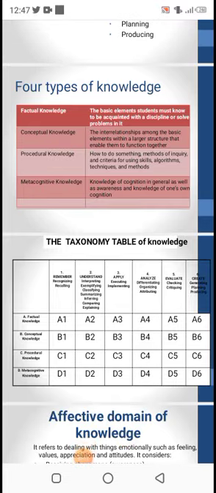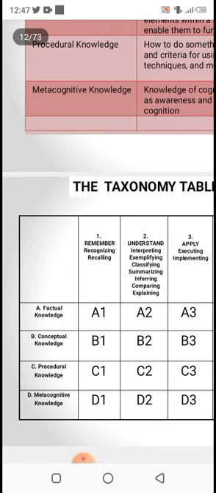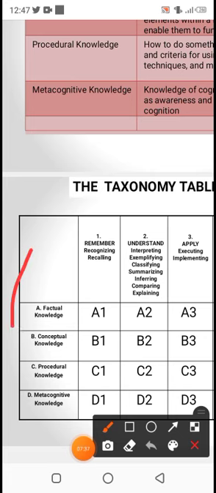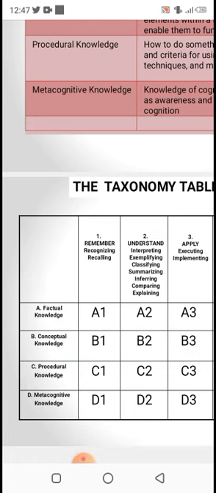The following is the taxonomy table of knowledge. Let's look at this taxonomy table of knowledge. In column 1 we have the types of knowledge: factual knowledge, conceptual knowledge, procedural knowledge, and metacognitive knowledge.